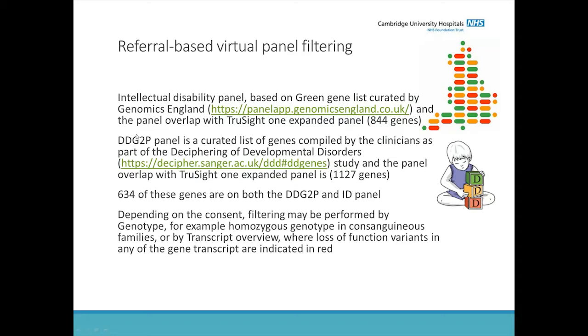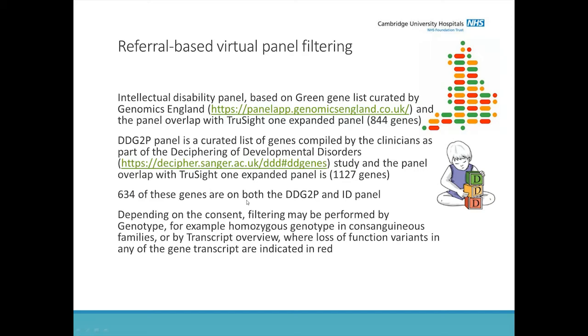We also use the G2P panel, which is a curated list of genes compiled by the clinicians as part of the Deciphering Developmental Disorders study. Again, you can find the link here, and you can download the panel from the website as well. The overlap with our TruSight One panel is 1,127 genes. And as you can imagine, there is a definite overlap between these two panels, which is 634 genes.